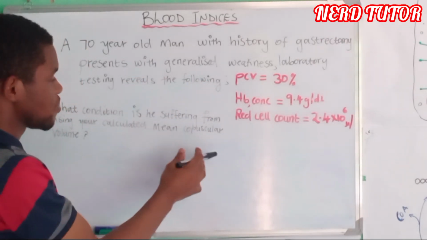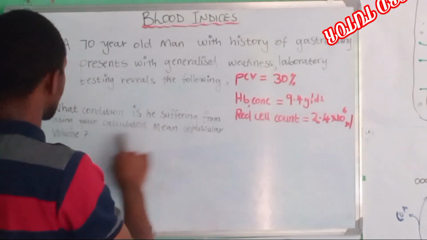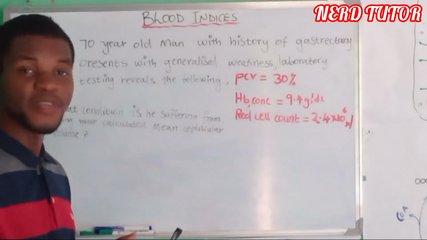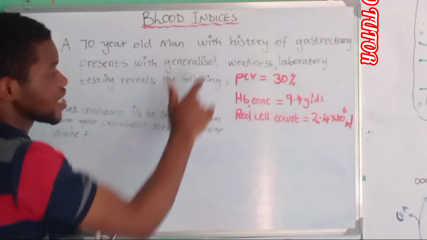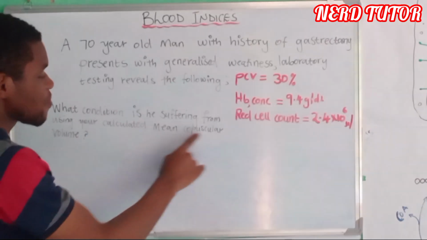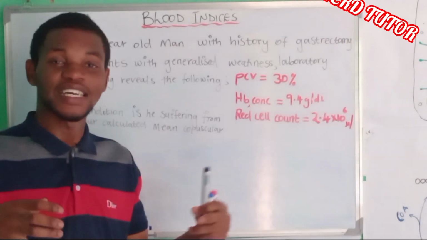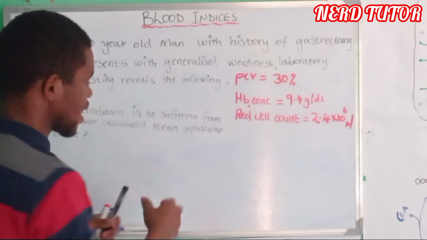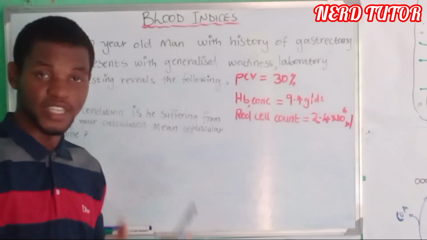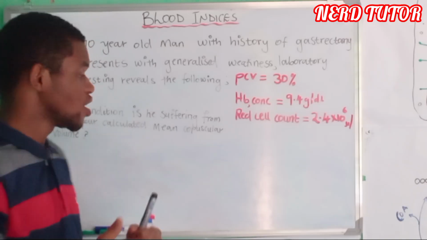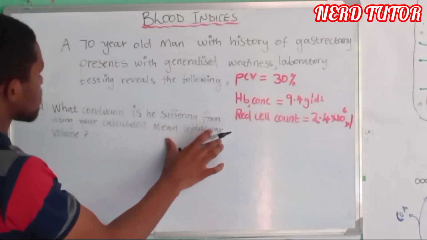Very simple. We're first going to solve for mean corpuscular volume. Then, from the answer we get, we will tell the condition this person is suffering from, because mean corpuscular volume tells us about the size of the red cells. If they are big, it is a condition of this kind. If they are small, it is a condition of that kind. So now let's solve the mean corpuscular volume.